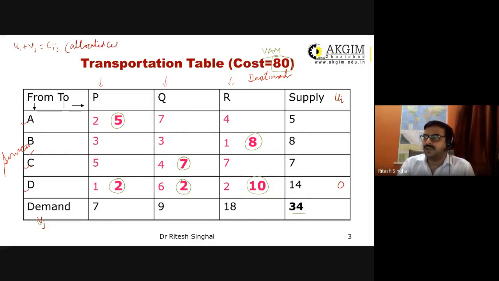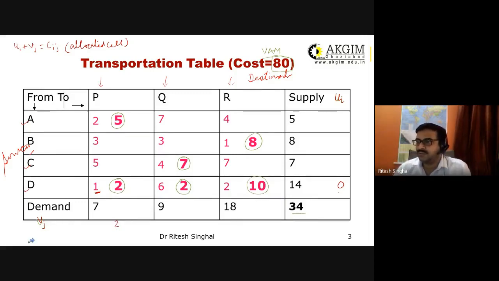That is for each allocated cell. So complete all the values of UI and VJ here. We can see this is 0 and CI is 2, then VJ becomes 2. You can also understand it like this: for this particular cell, UI is 0 and VJ is 2, and the total of UI and VJ is the cost in this particular cell.